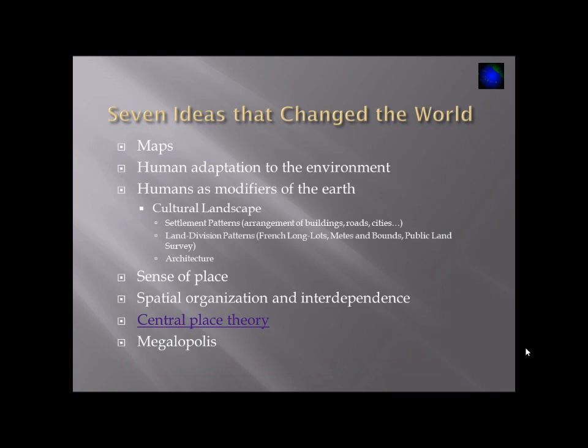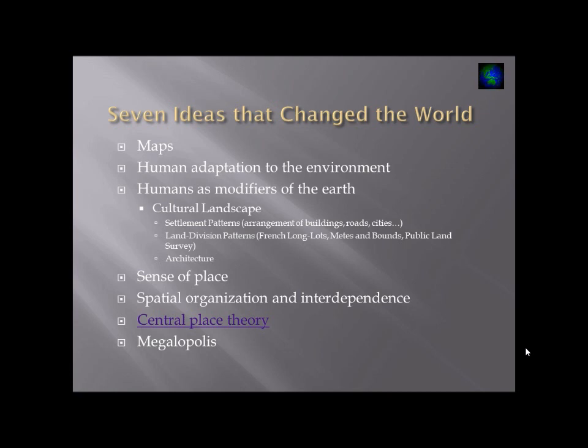Geographers claim there are 7 ideas that changed the world. One is construction of maps. The early Greeks made maps. So maps have been around a long time among human activities. Human adaptation to the environment goes back to the very beginnings of us as a species on the planet. Humans also modify the Earth. The Earth can be read through its cultural landscape. Carl Sauer, the founder of the Berkeley School of Geography, is the first person to coin this term, and we will talk about that later on.